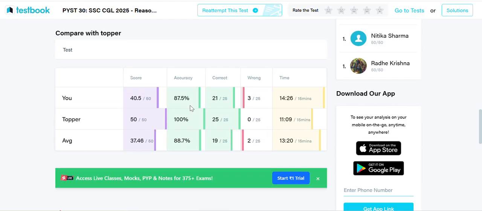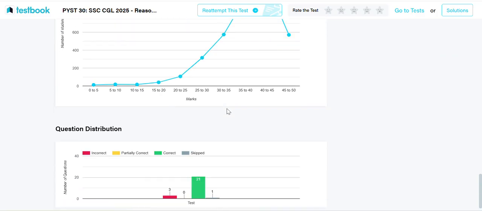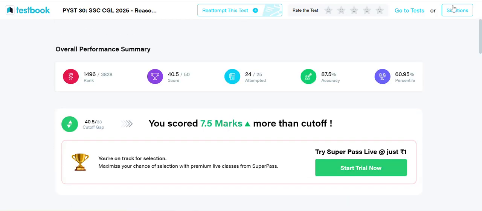Out of 25 questions, I attempted 24 of them, and 3 of them are wrong and 21 of them are correct. Checking the topper score, it's 50 out of 50, 100 percent, in 11.9, which I believe is not humanly possible. Maybe I'm just dumb, not sure about that. The average is 37.46.